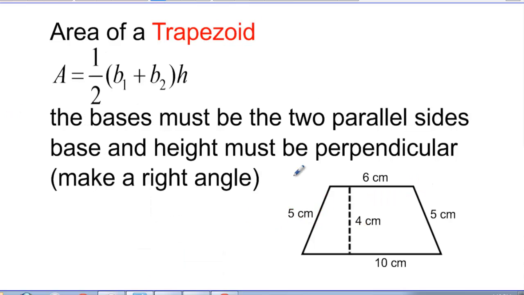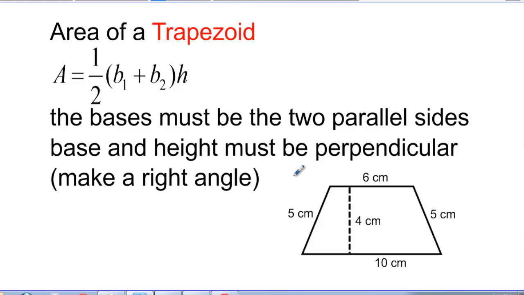When I find area of a trapezoid, I'm going to do base 1 plus base 2. I'm going to multiply that by the height, and I'm going to take half of that, either by dividing by 2 or multiplying by 1/2. I need to be careful that my bases have to be the two parallel sides, and the height has to again form a right angle with those two bases.